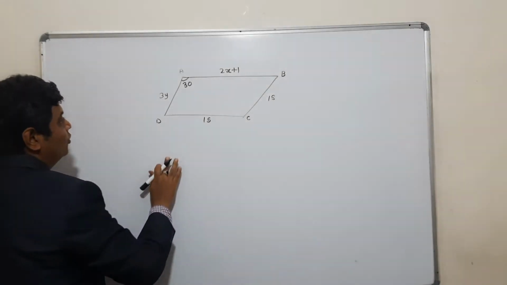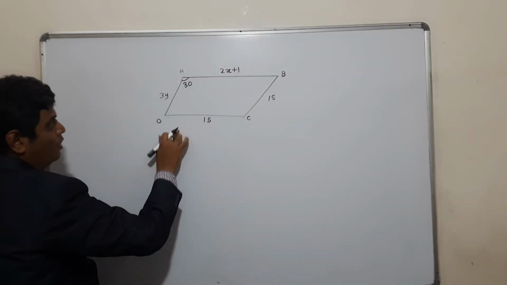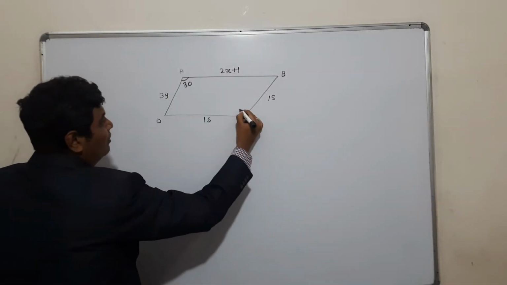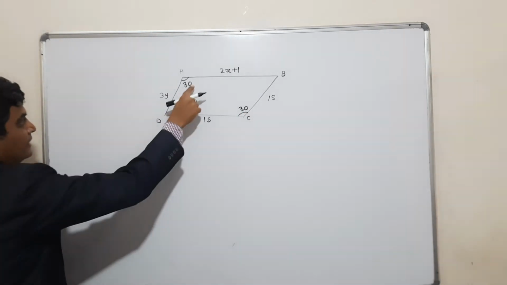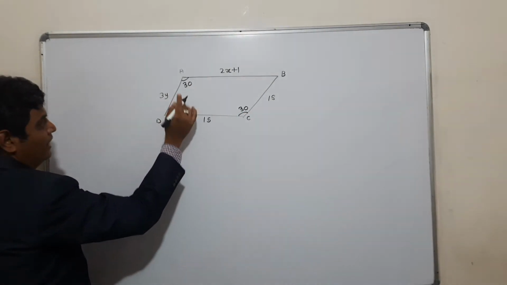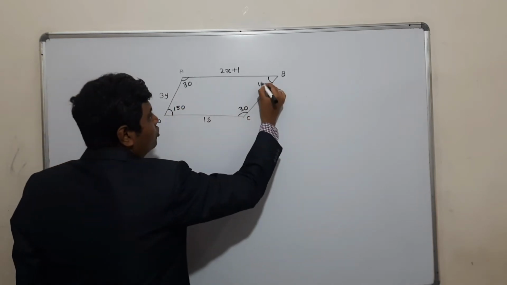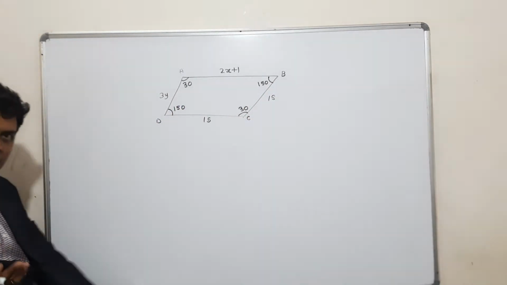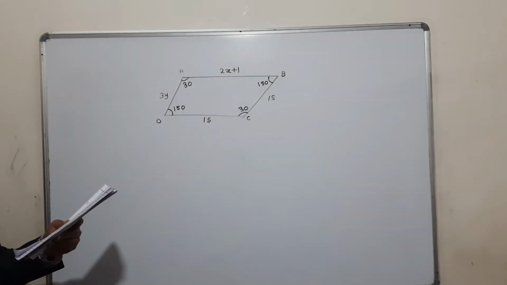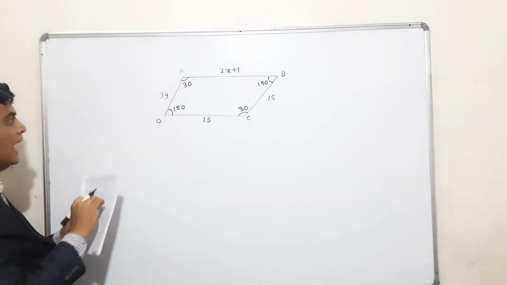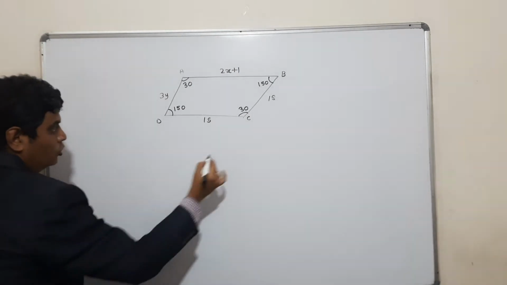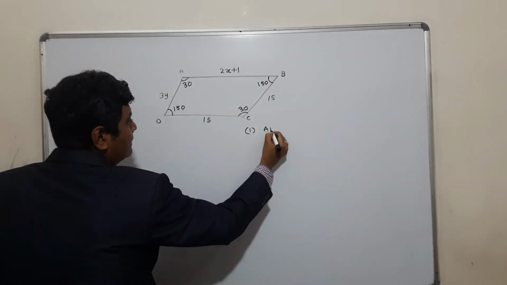Of course, now you should know very clearly, it is a parallelogram. So this angle and this angle are equal, opposite angles. This angle and this angle are supplementary. So if this is 30, this will be 150. And if this is 150, this will also be 150. Adjacent angles, so you can write that. So for finding all the angles, you will get 1 mark.